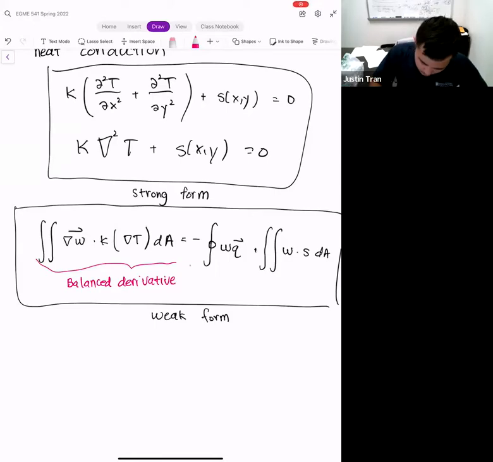This term is the only term here that's not a double integral, and that's because it's a line integral around the boundary. This is our Neumann boundary condition term.